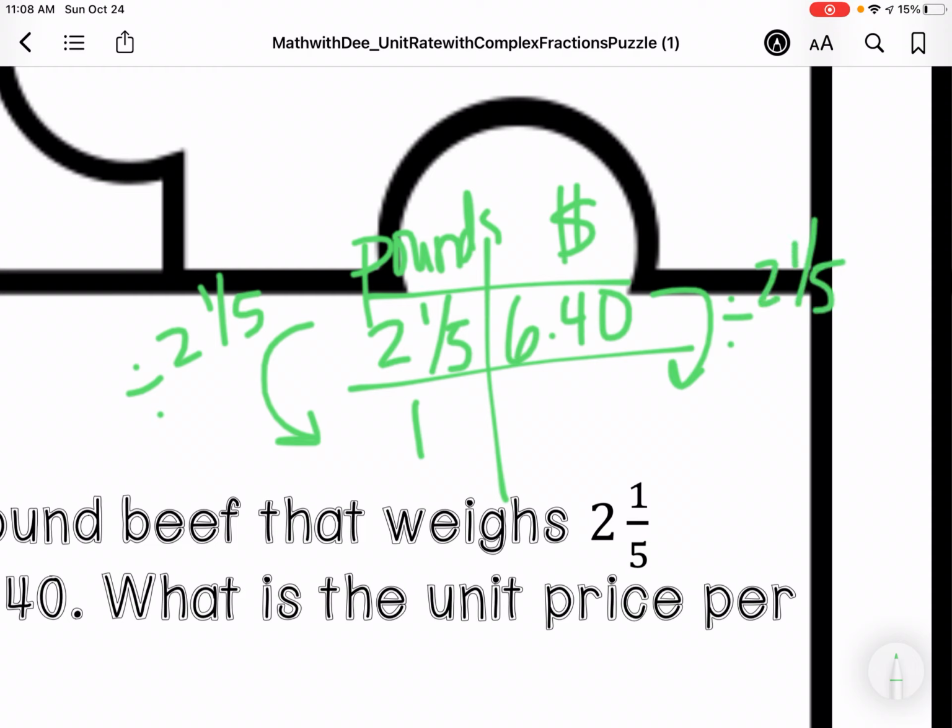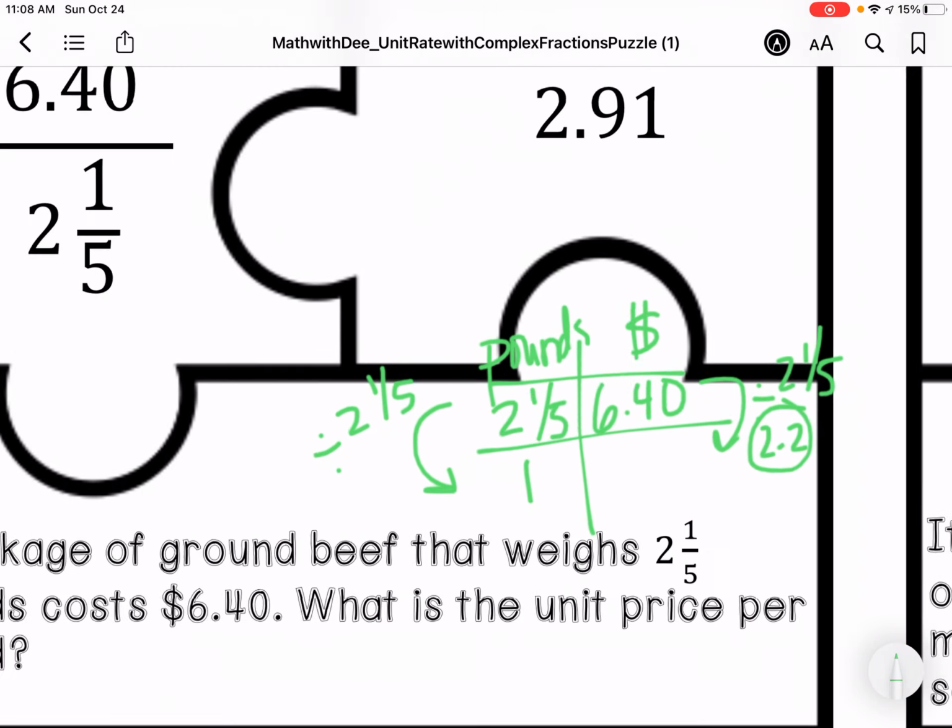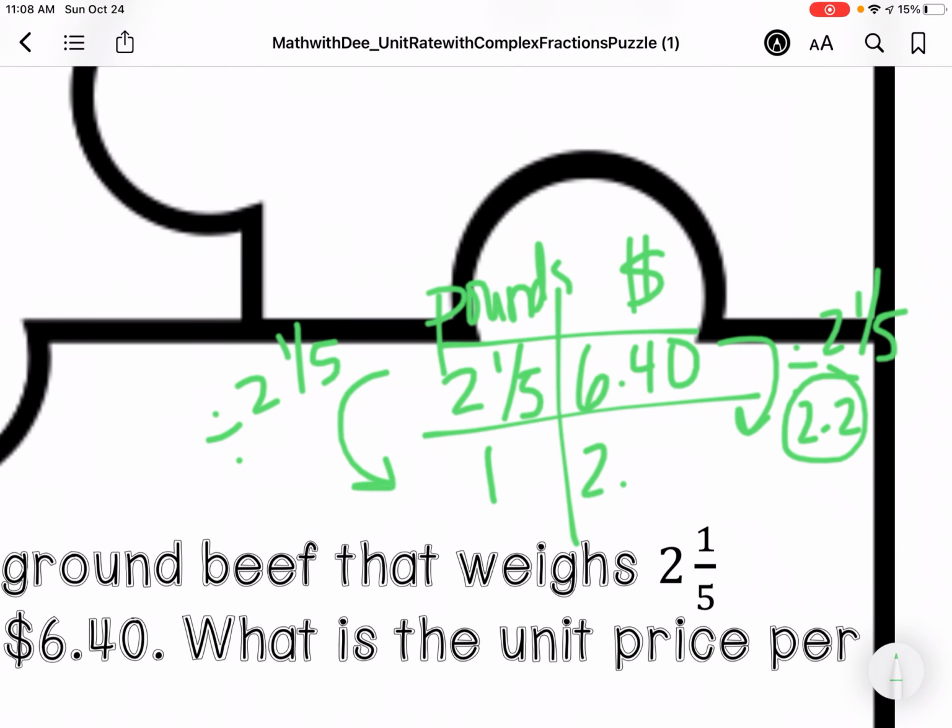So for this one, I would actually do it in my calculator. I know 1 divided by 5 would give me 2 or 2.2. So in my calculator, I'm doing 6.4 divided by 2.2, and I get 2.91. Because the decimal goes on forever, and this is money, so I know that I have to stop it, and the 9 tells the 0 to round up.